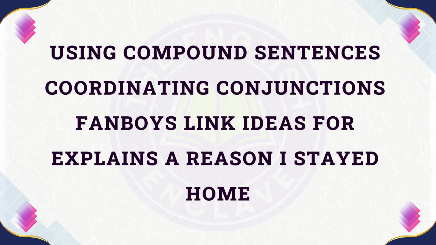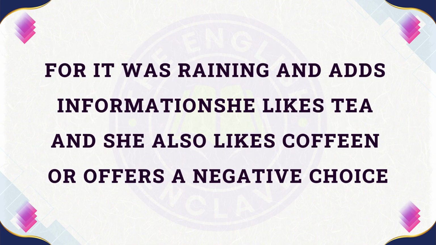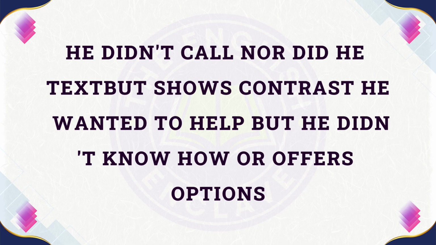Using compound sentences, coordinating conjunctions, FANBOYS, link ideas. For explains a reason: I stayed home, for it was raining. And adds information: she likes tea, and she also likes coffee. Nor offers a negative choice: he didn't call, nor did he text. But shows contrast: he wanted to help, but he didn't know how.